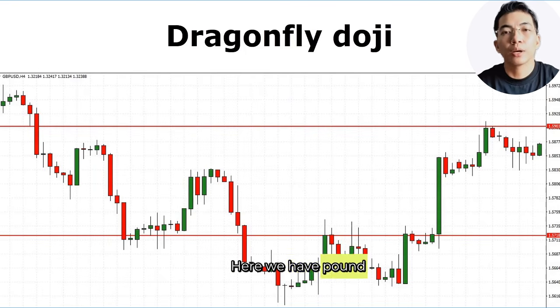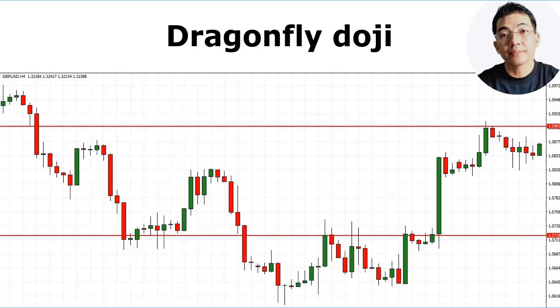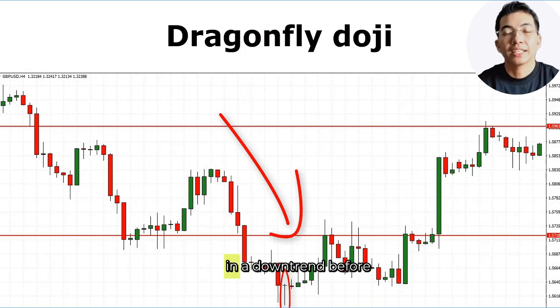Here we have pound dollar on a 4-hour chart. Can you see the dragonfly doji on the chart? I leave it just 5 seconds. Okay, the dragonfly doji is right here. So the price is in a downtrend before our pattern.